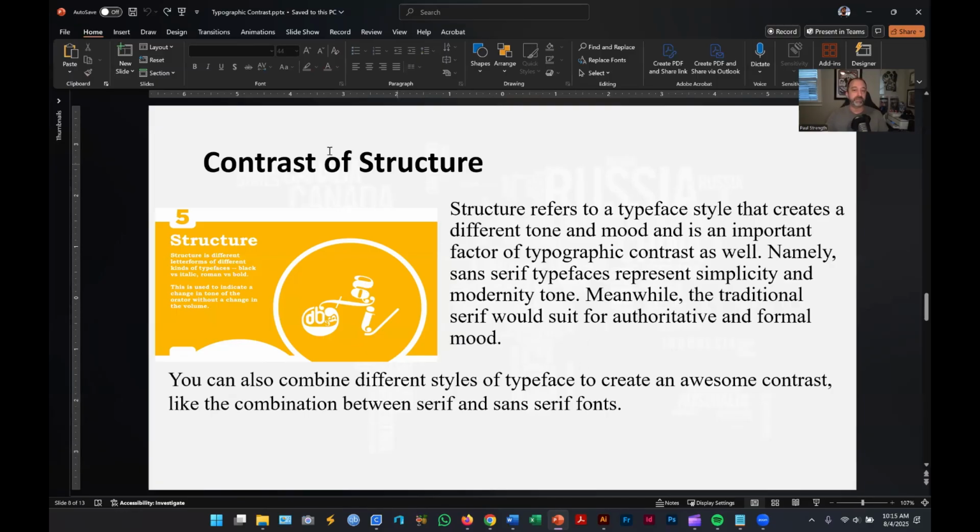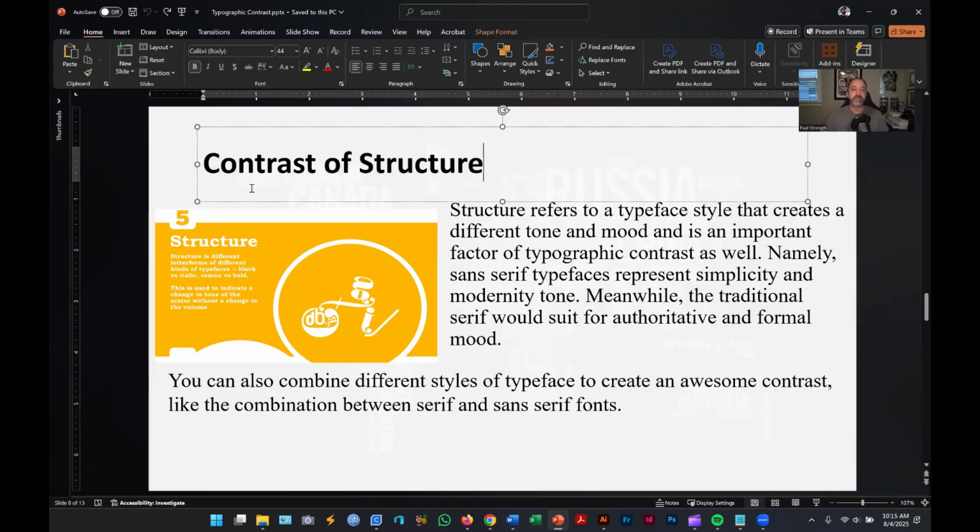This is a serif, so this is sans serif up here at the top. It is very modern feeling because it doesn't have a whole lot of flares to it, which are what the serifs are. And it is very simple. It's very clean, right? Meanwhile, the traditional serif, this body, would suit an authoritative or formal mood. I don't know that authoritative is necessarily what I would say, but it's very much the formal or professional.